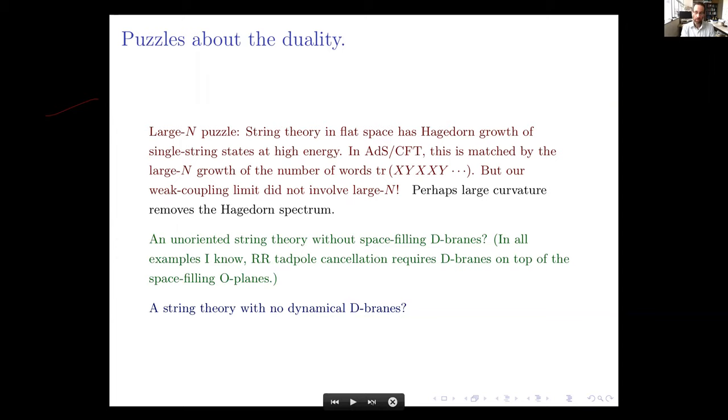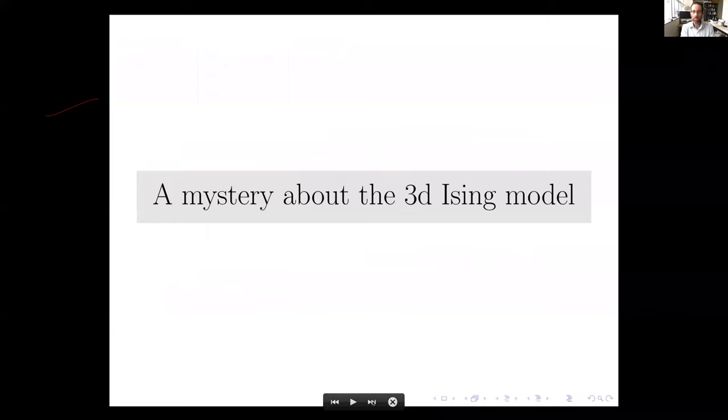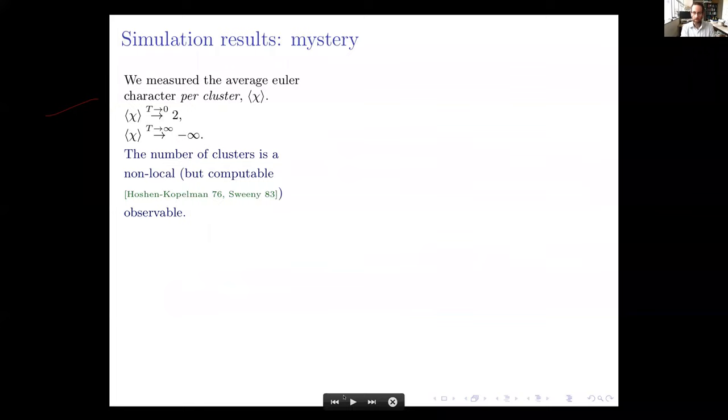And now let me return to what I think is maybe the most interesting outcome of what we did, which is a mystery about the ordinary 3D Ising model. So we measured the average Euler character per cluster. That is, we computed the total Euler character of all of the walls. We computed the number of clusters of walls by this Hoshen-Kopelman algorithm. And then took the ratio, right? So this is a quantity which approaches 2 deep in the ordered phase, because any domain wall in that case is just a little bubble, which is spherical. And it approaches minus infinity when the temperature goes to infinity, because there's just a big mess of complicated higher genus surfaces. And in between, it passes through 0.